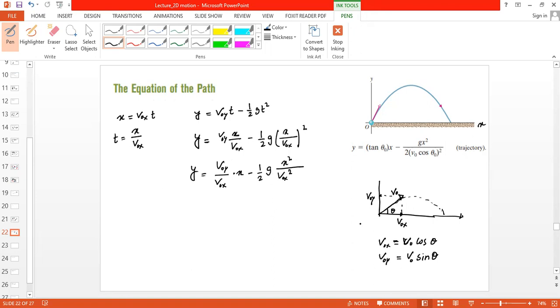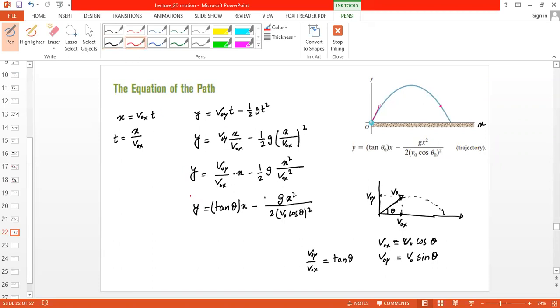Now what does v naught y over v naught x mean? Just have a look at this. If you divide v naught y by v naught x, you get sine theta over cos theta, that is tan theta. So y is equal to tan theta into x minus g x square over 2 v naught x, which means v naught cos theta whole square.